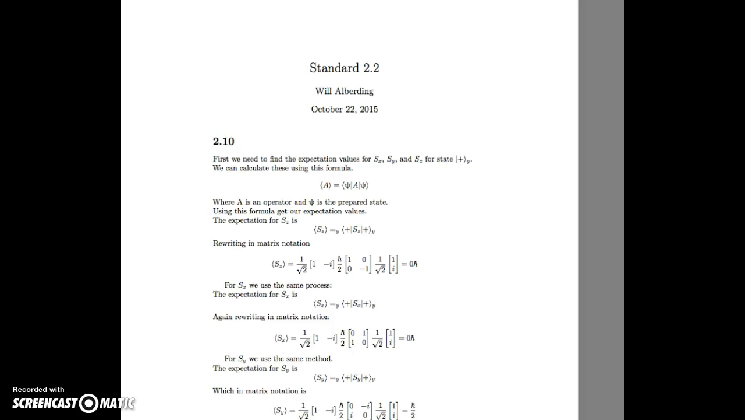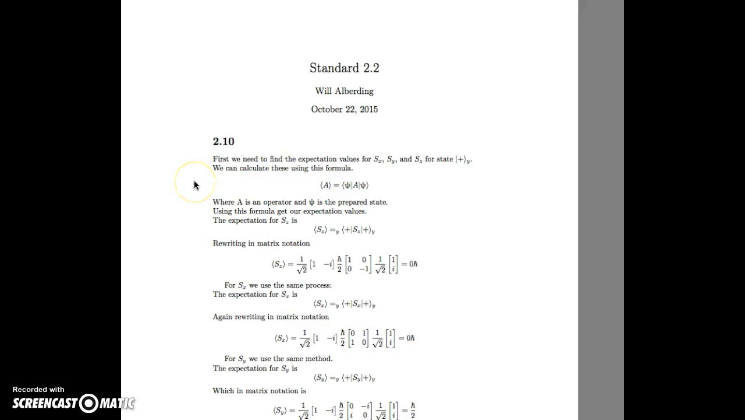Okay, so this is my first attempt for standard 2.2. I decided to do problem 2.10. The problem asks for the state spin up in the y direction. Calculate the expectation values and uncertainties for measurements of Sx, Sy, and Sz. It also asks us to draw a diagram of the vector model applied to this state and reconcile your quantum mechanical calculations with the classical results.